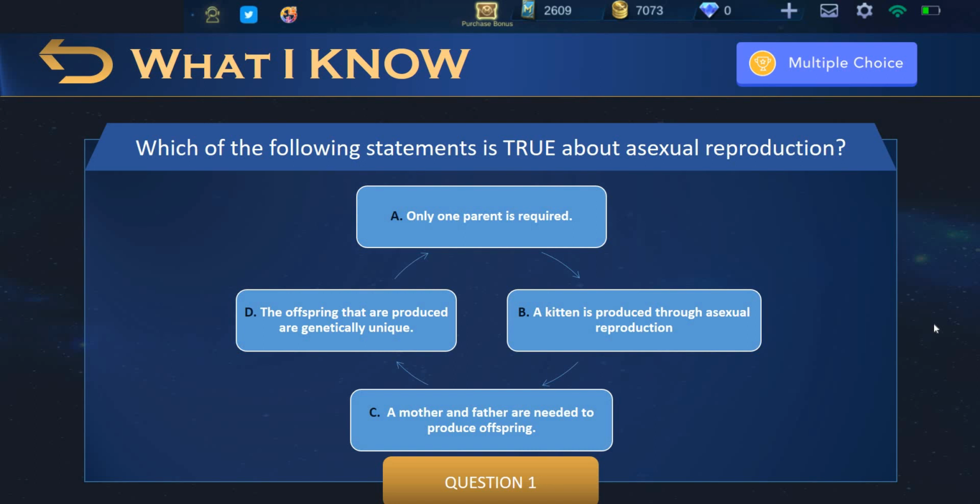Which of the following statements is true about asexual reproduction? Is it A, only one parent is required? B, a kitten is produced through asexual reproduction? C, a mother and father are needed to produce offspring? And letter D, the offspring that are produced are genetically unique. Go. Okay, time is up. The correct answer for this is letter A. Only one parent is required.